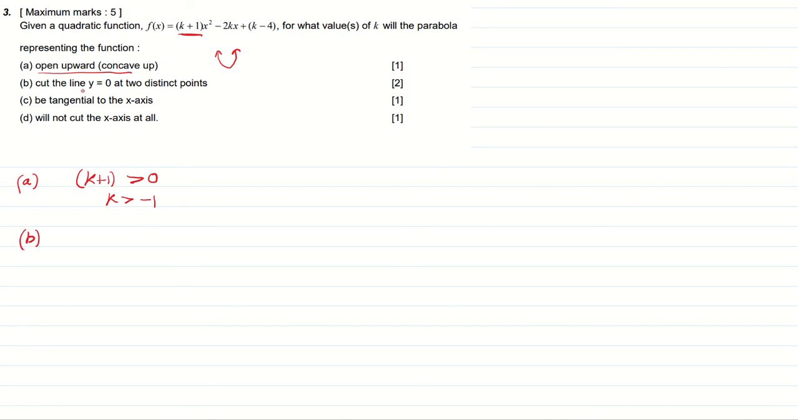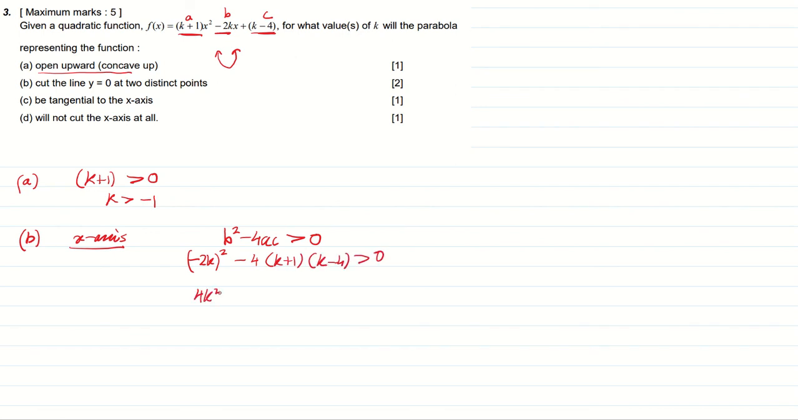Now cut the line y is equal to 0. y is equal to 0 is the x-axis, at two distinct points. That means your b square minus 4ac should be greater than 0. So b square minus 4ac is greater than 0. If you solve this, if you look at this, this is my a, this is b, and this is c. So b square minus 4ac is greater than 0.